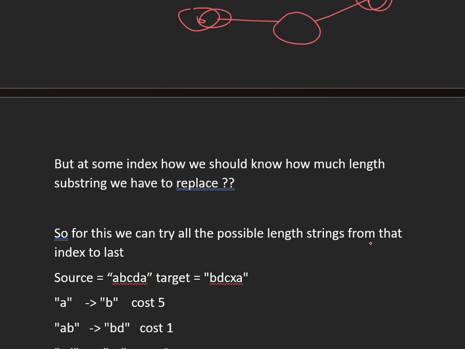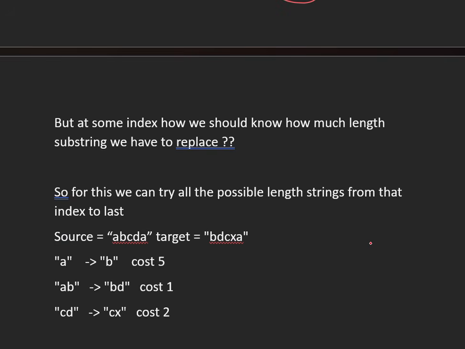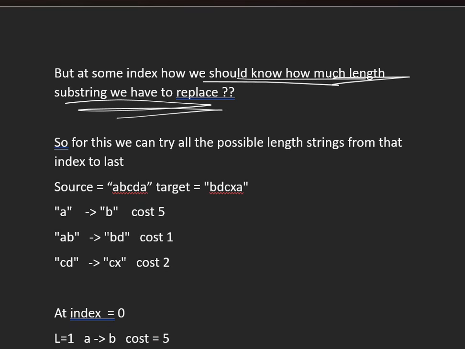So we'll be following this lead. Once we get the shortest path, suppose we have made all the graphs of different lengths and found the minimum distances between all the strings. But suppose we are at some index, then how should we know how long a substring we have to replace? How will we solve this? For this, suppose we are at some index I. What I can do is try all possible length strings from that index to the end of the array. Let me explain this with an example.